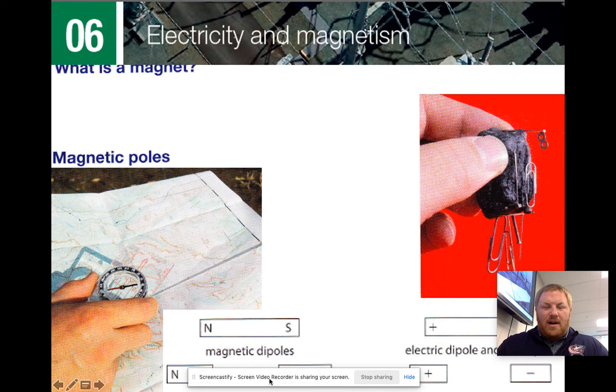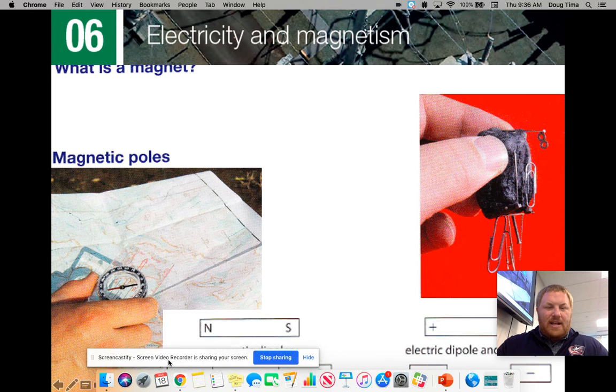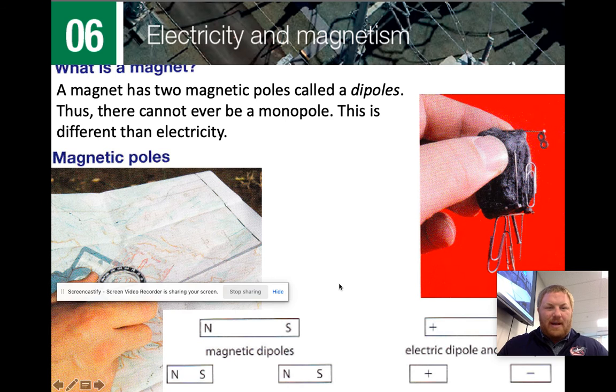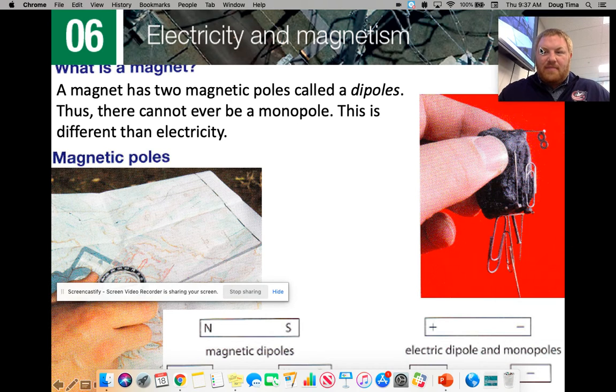All right, so a magnet. What is a magnet? You guys know what magnets are. You've probably talked about magnets. Magnets have magnetic poles called dipoles. And what's kind of crazy about these dipoles is that you always have a north and a south pole. The north is usually considered the positive, and the south pole is usually considered to be negative.